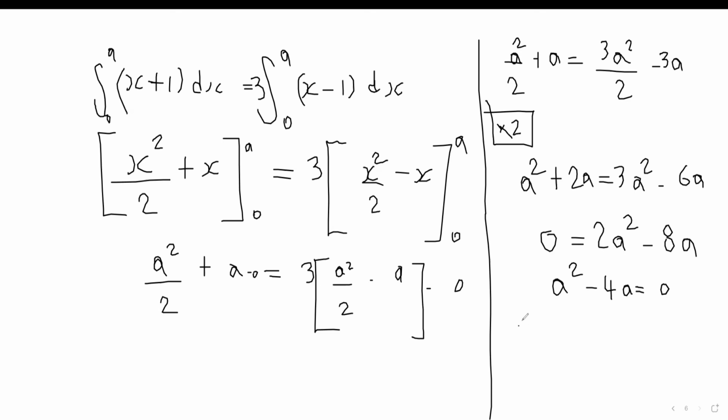Then we can factor out a. I'll have a times (a minus 4) equal to 0. And so what we end up getting is a equals 0 or a equals 4. Since a equals 0 can't work, because they tell us a is greater than 0, the final answer is a equals 4. That's it.